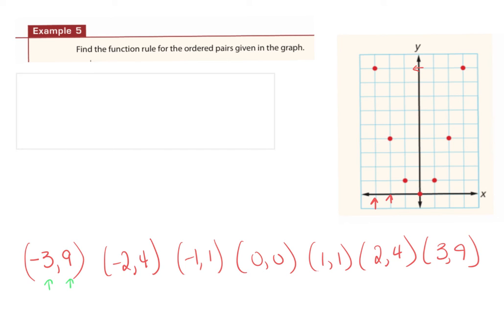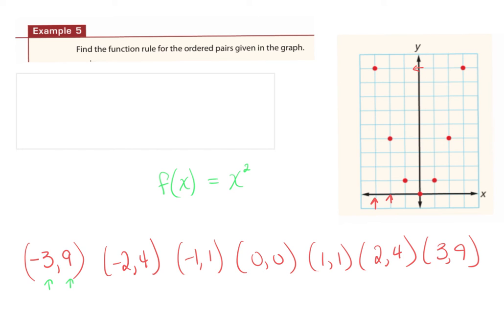What's the pattern here? What am I doing to x to get to y? It's obviously not adding. How do I know I'm not adding? Well, -3 plus 12, right? -2 plus 6, that works, but then it breaks apart right here. -1 plus 6 does not equal +1. 0 plus 6 does not equal 0, all right? But I am doing something to that x that works for every single one of them. What am I doing? I'm squaring it. So if I were to do this particular function, I would say, well, if I have my x, all I have to do is square it.